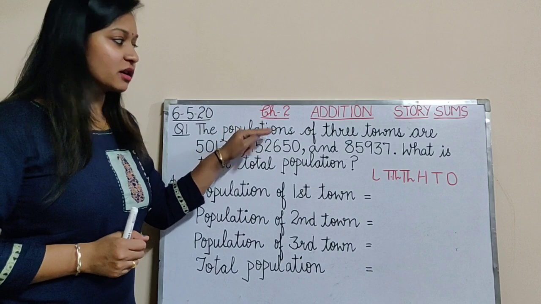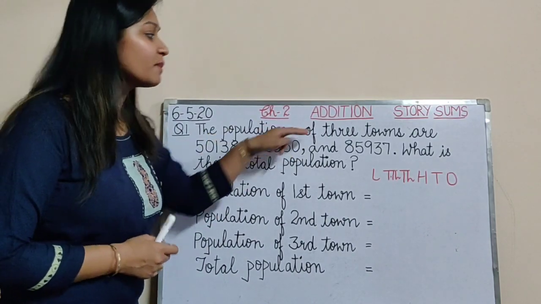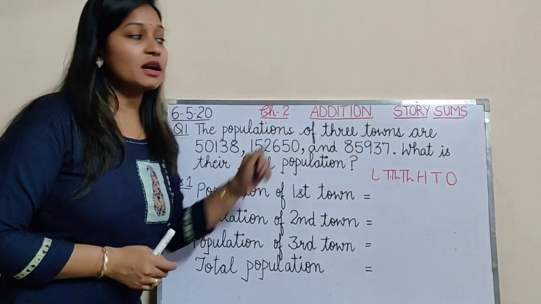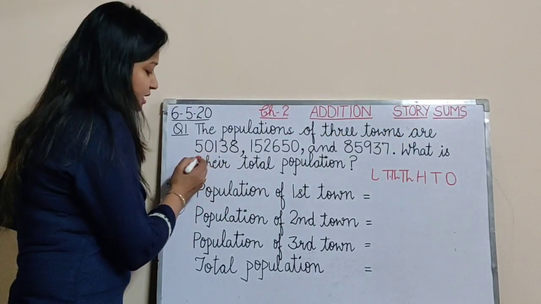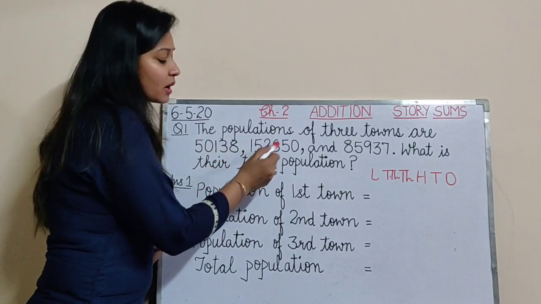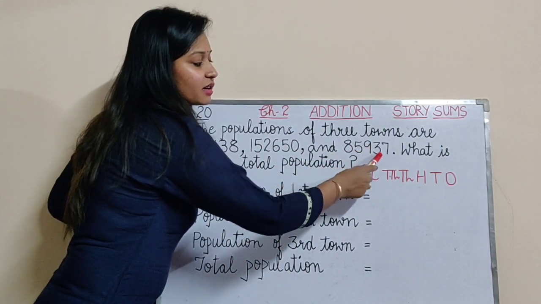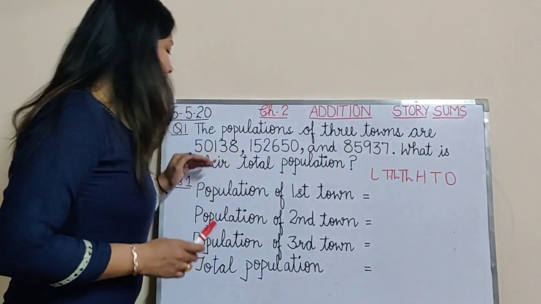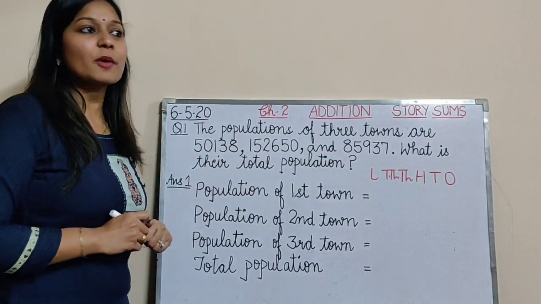The population, meaning how many people live in an area, of 3 towns are, 3 towns means in a way 3 places, this: 50,138, 1,52,650 and 85,937. So what is their total population? We need to find out what is their total population.